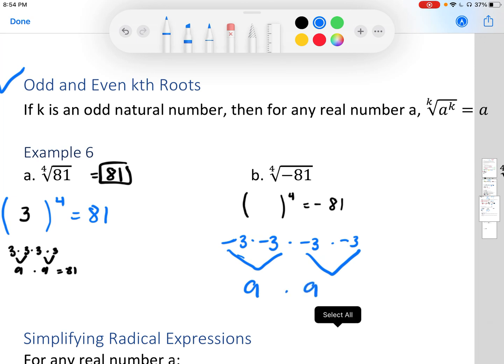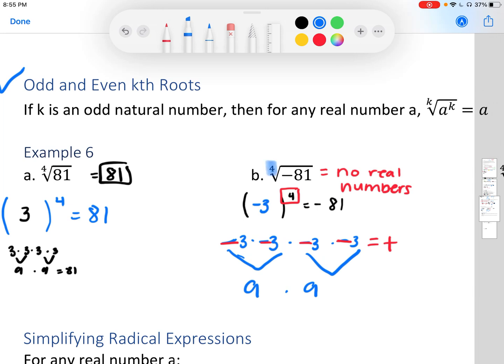Well, there's no way I can write a number to result in a negative, given that my exponent is even. Because again, if we have an even number of negatives, they're going to multiply to be positive every single time. So because of this one, we say no real solution or no real numbers. In other words, I cannot apply an even root to a negative radicand. So this number inside cannot be negative if my small number, my index, is even. Only odds.